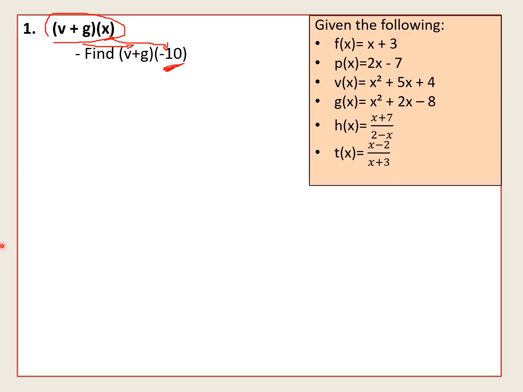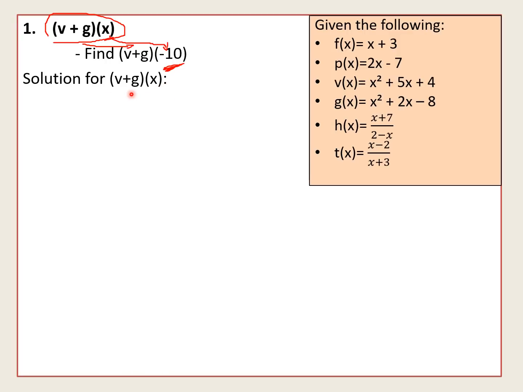Now, let's have the solution. Okay, for the solution, we have to look first for the value of the sum of v and g of x. So, wala muna tayong i-evaluate dito.